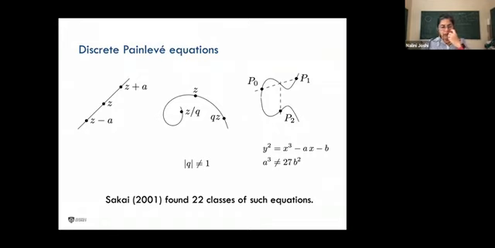Okay, so what about discrete Painlevé equations? I have a very short amount of time now to talk about other equations that arise. I've just shown you how discrete Painlevé 1 arises, but that's just one type of discrete Painlevé equation. In fact, there are three types.